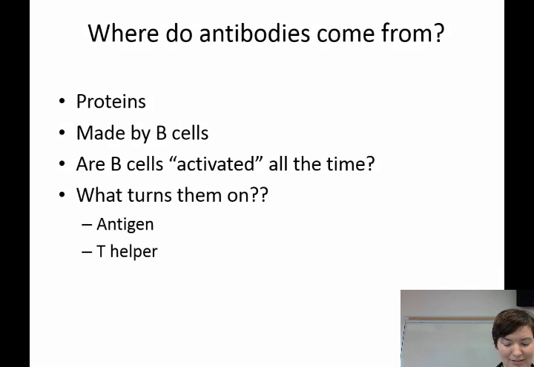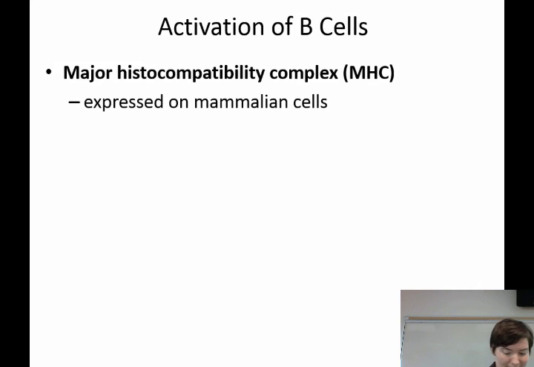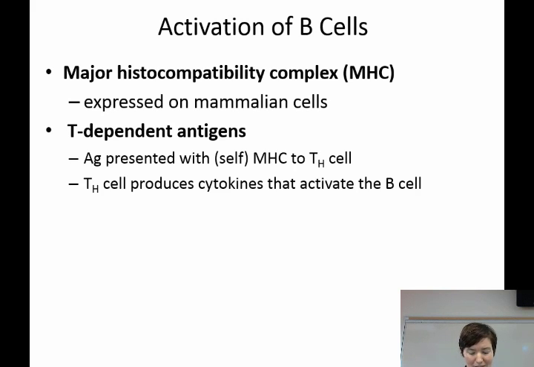Okay? So, what turns them on? It's a combination of finding what they're looking for, their antigen soulmate, and getting a second opinion from this matchmaker, the T helper cell. How does this work? We're going to talk about some terms, and then I'm going to draw a picture because I think that will be much more helpful. But we have to talk about some terms first, and I'm sorry. So MHC stands for Major Histocompatibility Complex. It's found on mammalian cells. There's 2 types, actually. And one of them is going to be important for activating B cells.